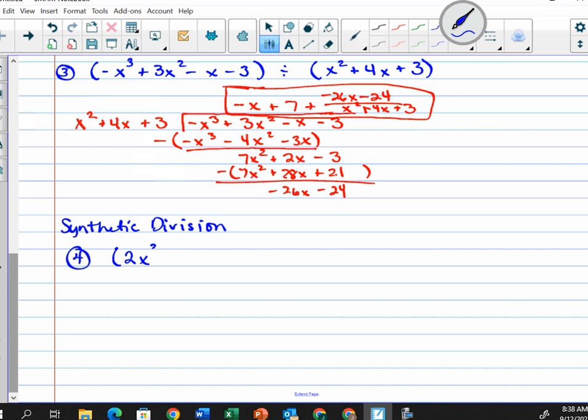So let's do 2x cubed plus 5x squared plus 3x plus 2 divided by x minus 2.